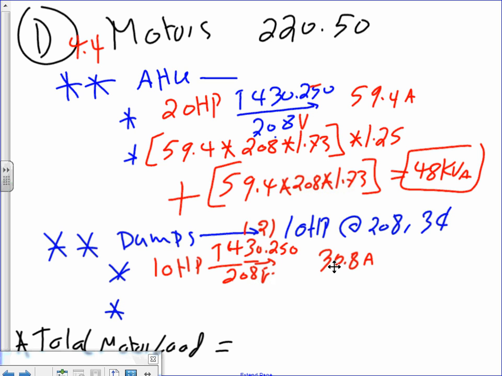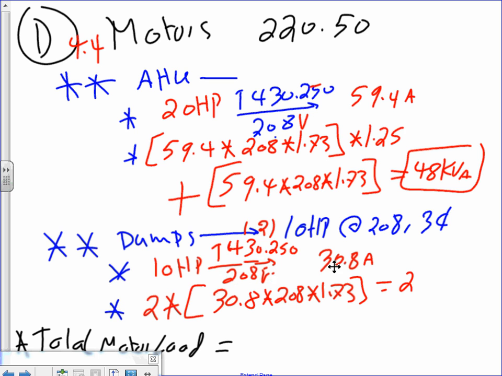Now look at this. I have 10 horsepower and 20 horsepower. Do I need to increase these 10s by anything? These already have been increased. All these will be seen as the same. So I'm going to take two. Why two? Because there's two motors. Multiply them by 30.8, times the voltage, 208, times 1.73. And that will equal 22 kVA.